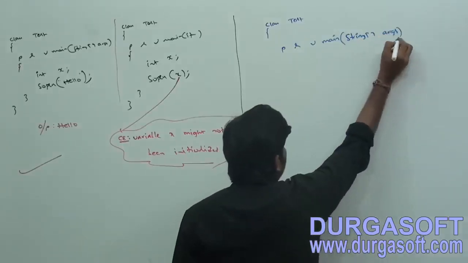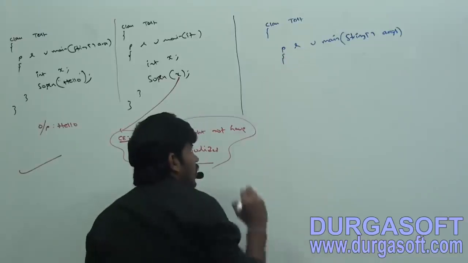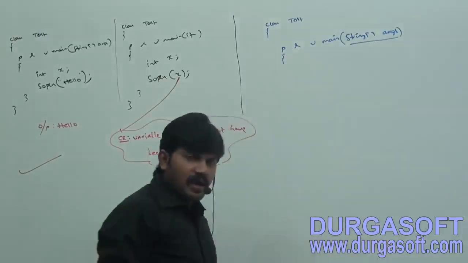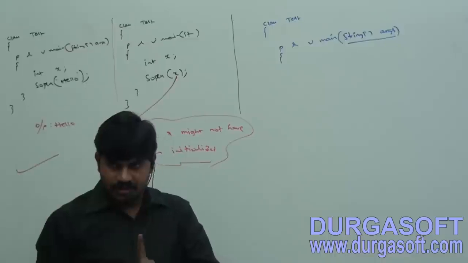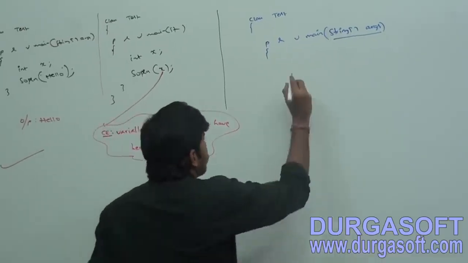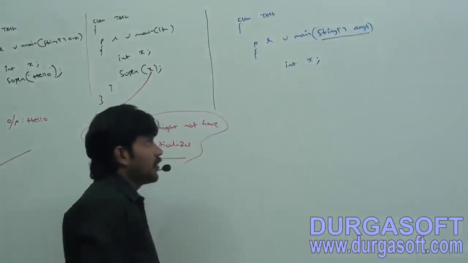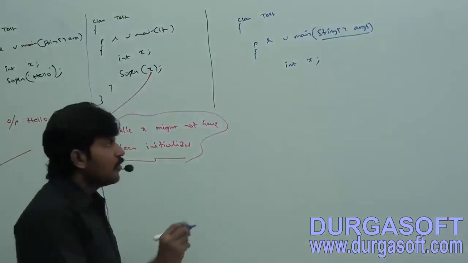Public static void main(String[] args). Sir, can you tell what this one is? String array args, command line arguments. Now I am taking int x. Sir, I declare a local variable int x.